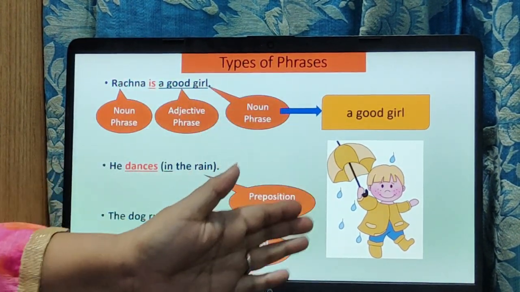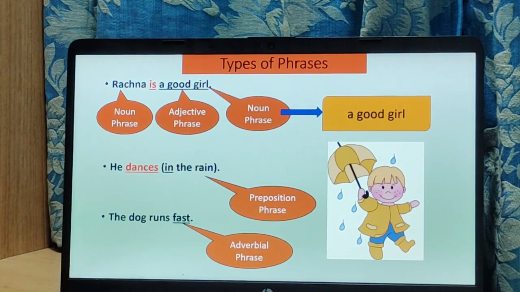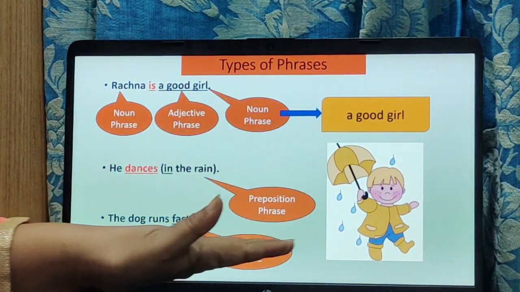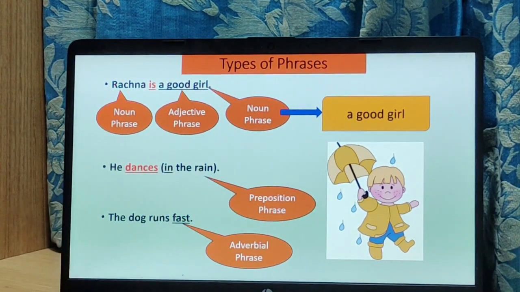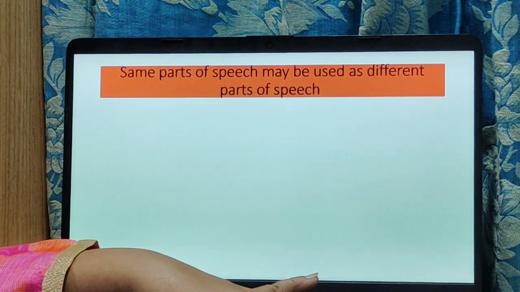So we have come to know about four types of phrases here, and there are more, but for now, at this stage, I would like you to concentrate only on these four types of phrases in the sentence. Later we'll have infinitival phrases and things like that.